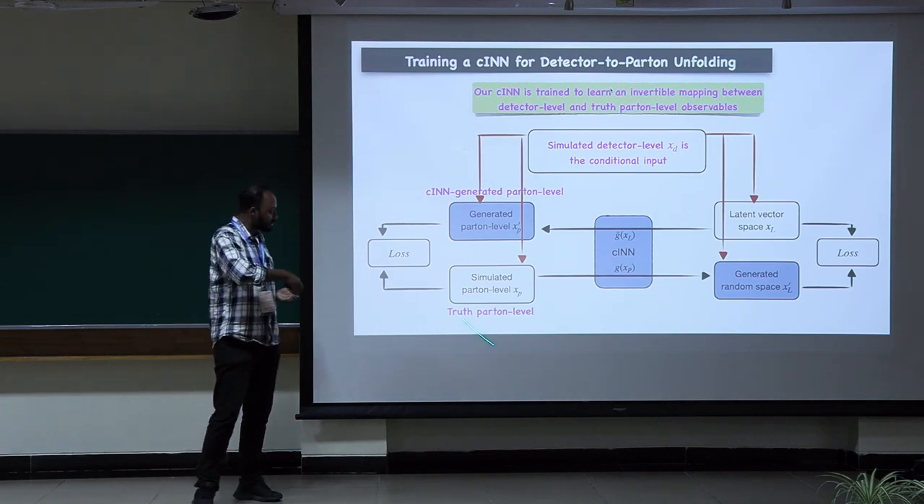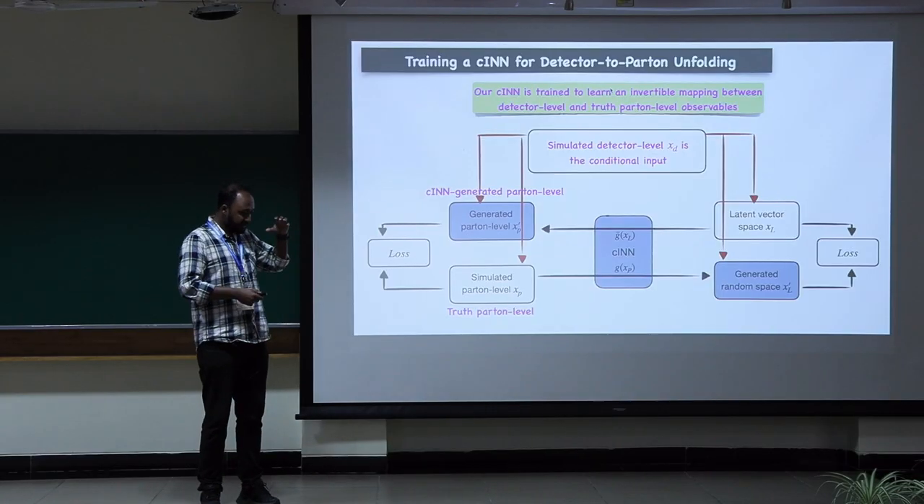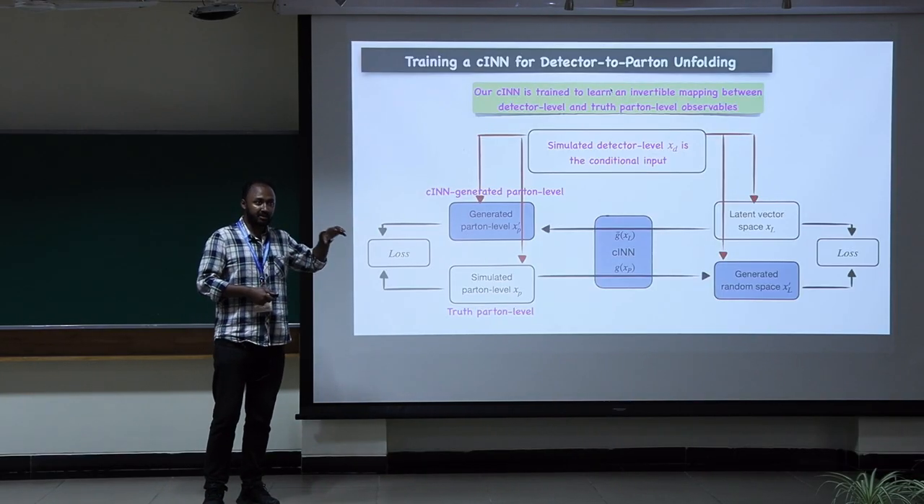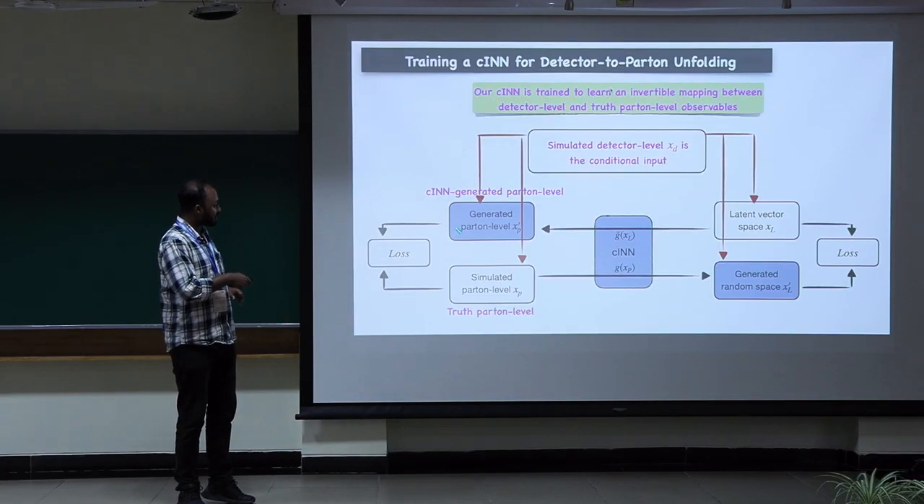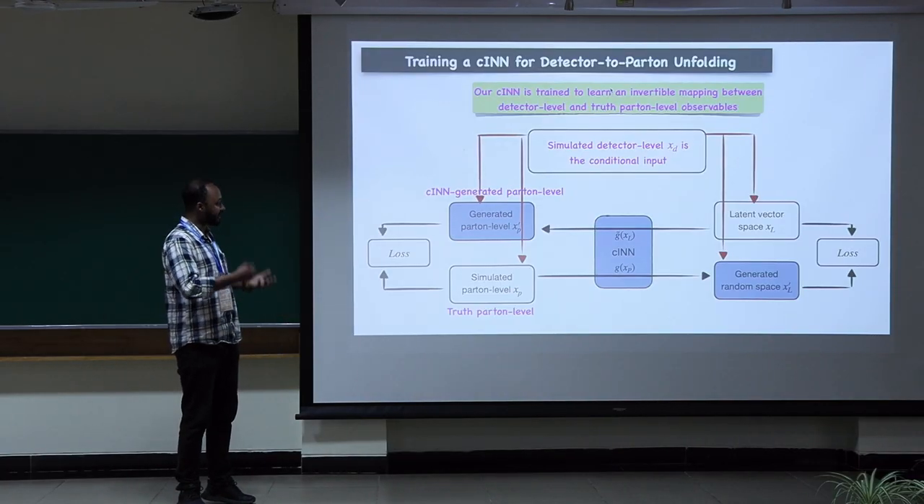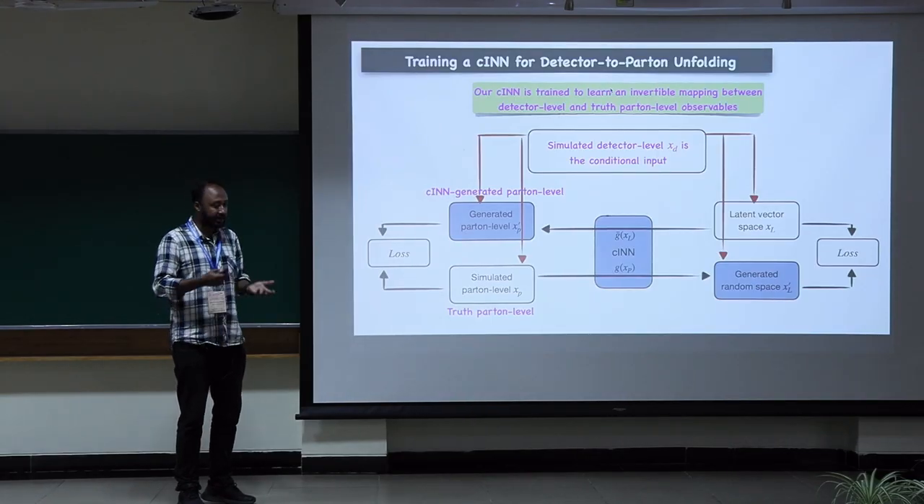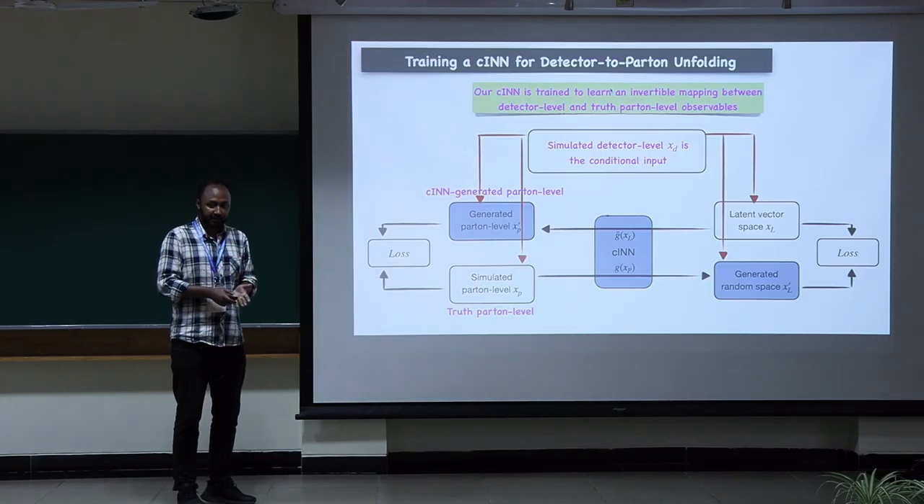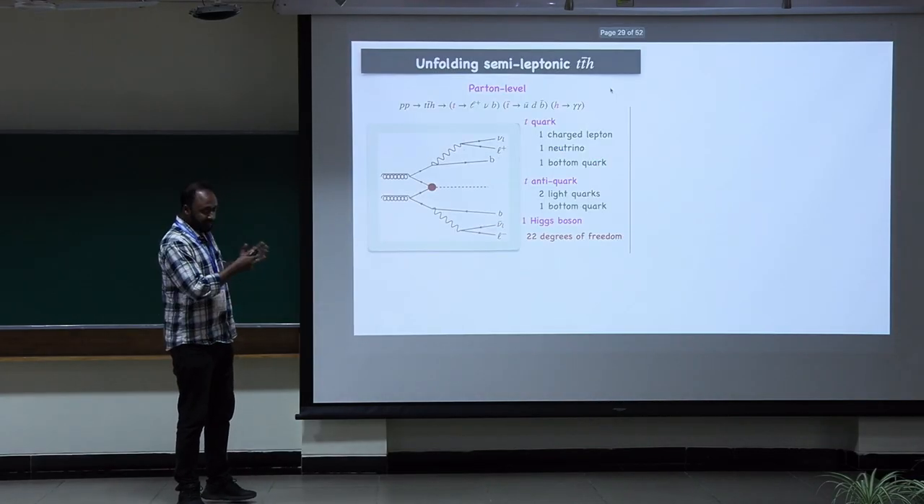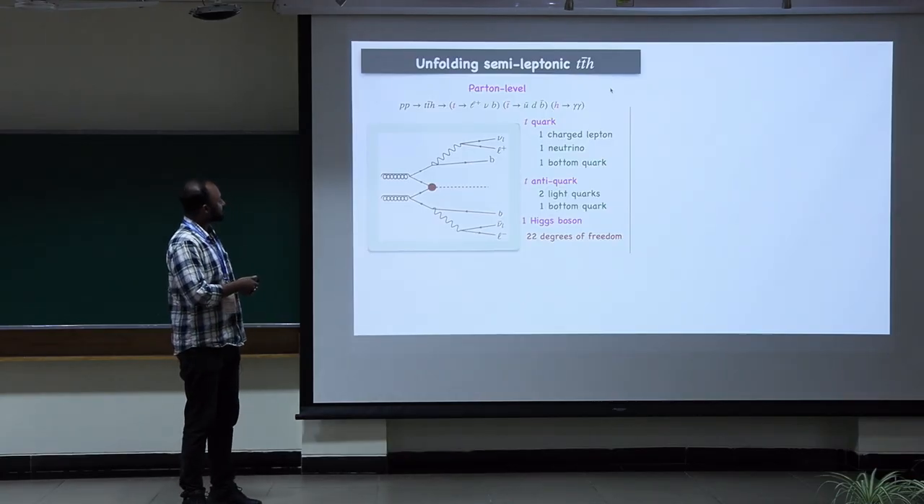Once this whole network is trained, the data that is measured at the colliders, or the detector level data, will be given as a conditional input, and this network will churn out the generated parton level distribution. It is trained in such a way that the loss function, which could be a mean square error loss or a likelihood loss between the generated parton level and the simulated parton level, is minimized at the end of the day. So let's take a look at the problem that we try to solve with this.